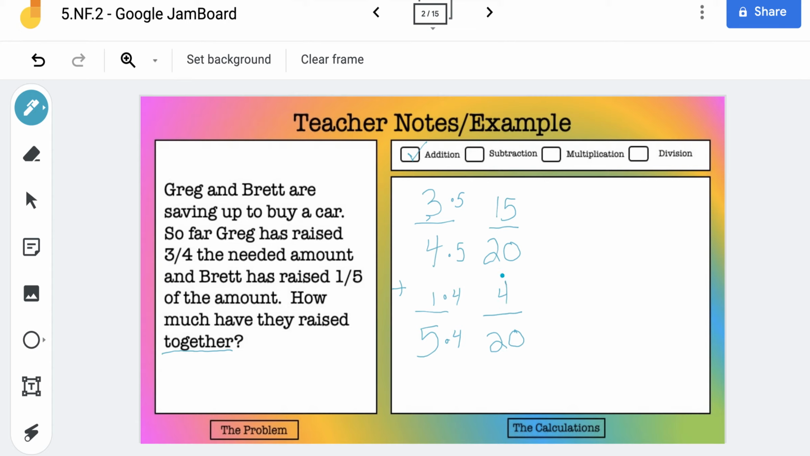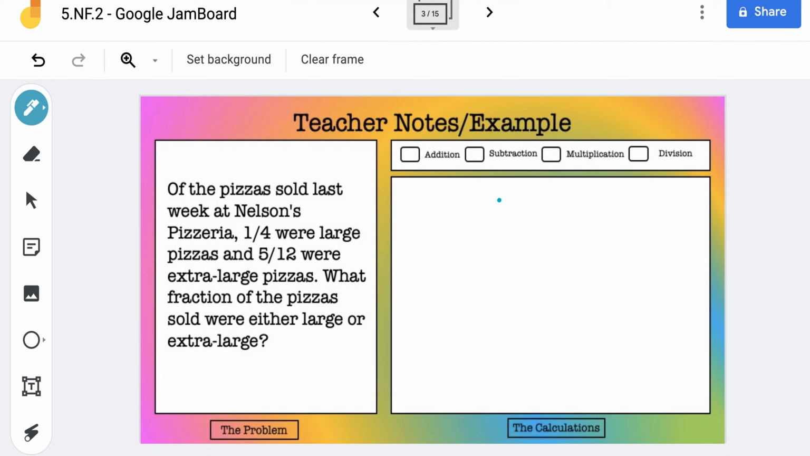So now we've renamed these 15/20 and 4/20. Now we can add them together. So 15/20 plus 4/20 would be 19/20. And that's our answer. All right, let's go on to the second problem.